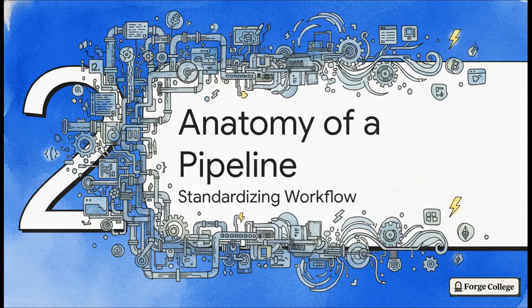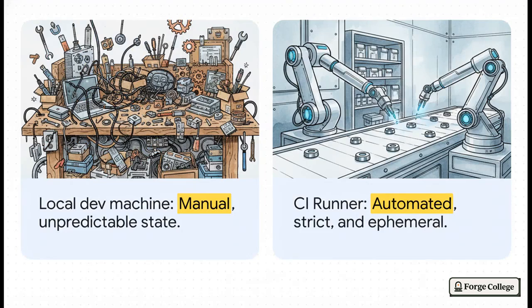Moving on to Station 2, Anatomy of a Pipeline, standardizing our workflow. Let's really look at your local developer machine for a second. It's manual, and it has a very specific state. Maybe you installed some random global package like 3 months ago, completely forgot about it, and that package is secretly the only reason your build actually works. It's totally unpredictable. Now compare that to the CI runner, specifically GitHub Actions, which we're focusing on. The runner is automated, it's completely ephemeral, meaning it starts 100% fresh every single time, and it is unbelievably strict. It executes identically every single time, which is amazing because it immediately exposes any of those hidden dependencies you didn't even know you were relying on.